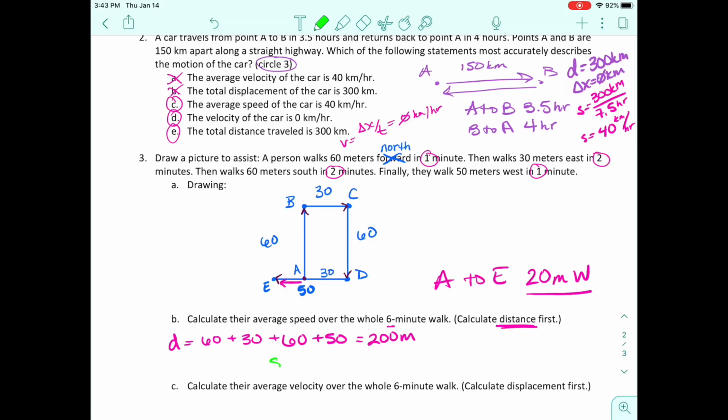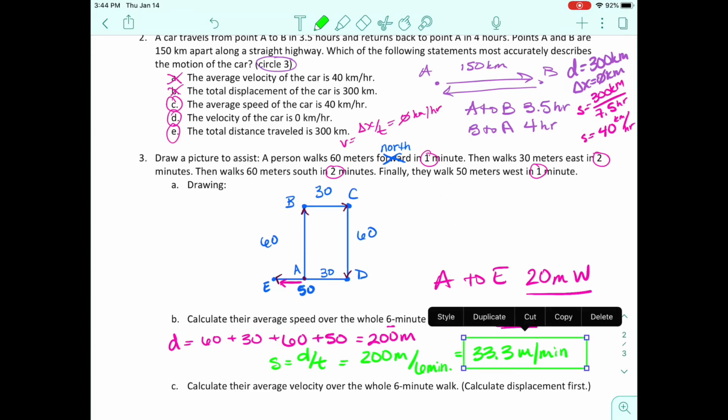Now we can calculate the speed. The speed is the distance over the time. So we're going to have 200 meters divided by 6 minutes. This is not a usual unit that we use for speed, but that's okay. We'll just use the units that we're given. So 200 divided by 6 is 33.3 meters per minute. Okay, so that is the answer for B, 33.3 meters per minute.